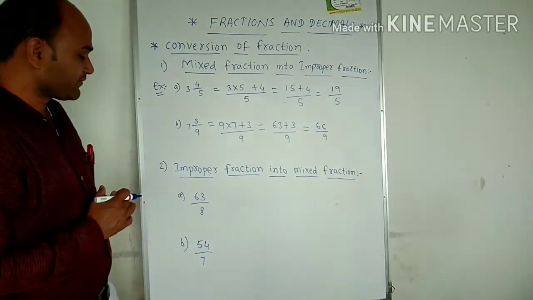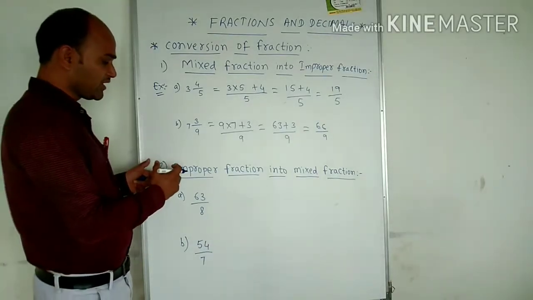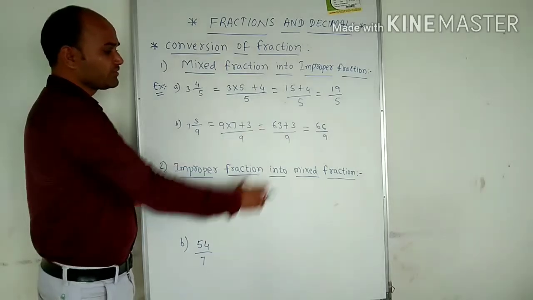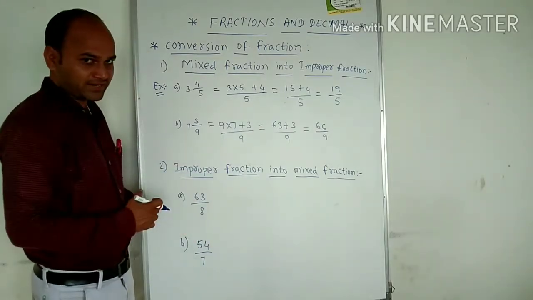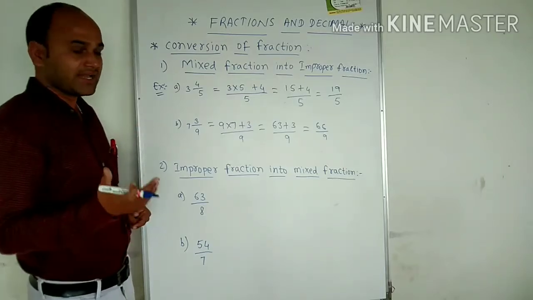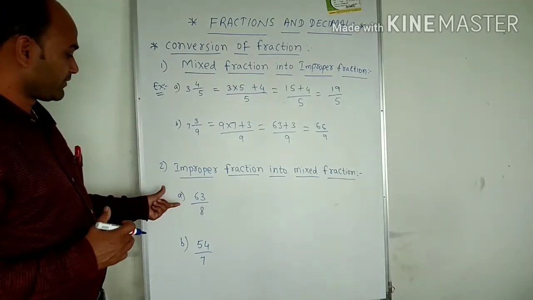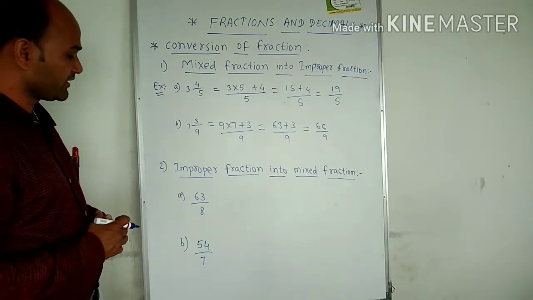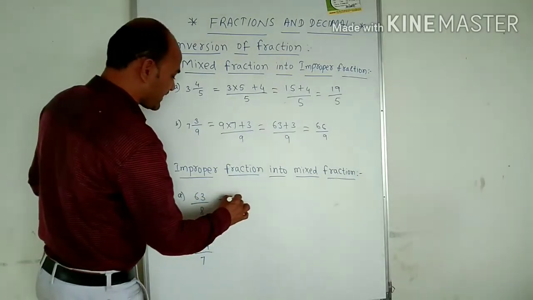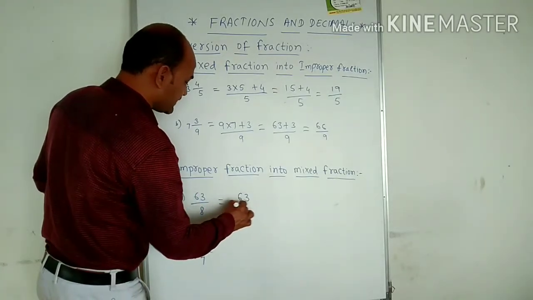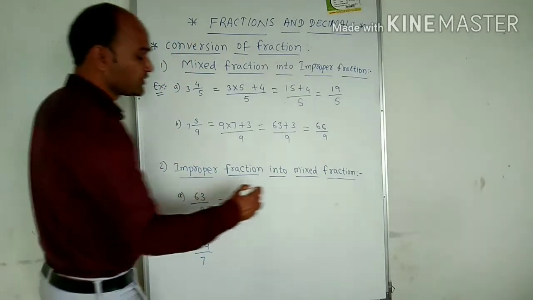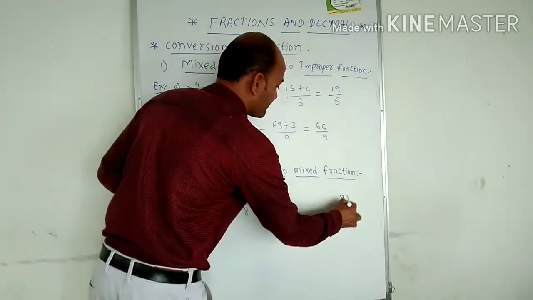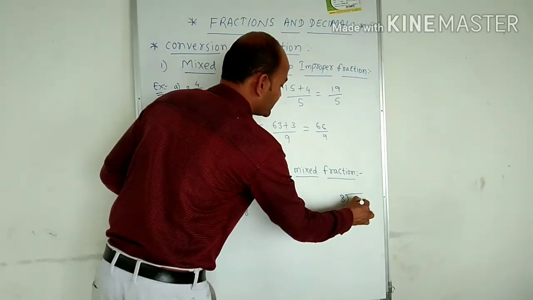Next we can see the conversion of improper fraction into the mixed fraction. Now it is already in the improper fraction, and we have to convert this into the mixed fraction. How to convert? Let me see. The first one we write here is 63 divided by 8. We have to divide it completely, in this way.